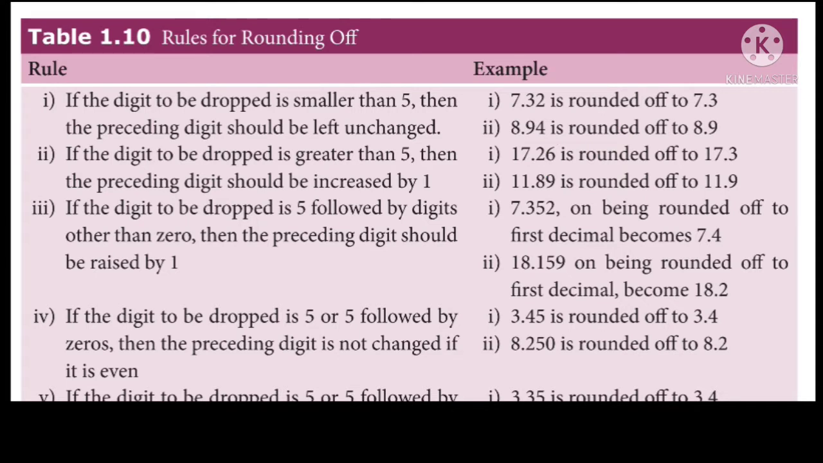Look at the next example, 11.89. In this number, the least significant digit is 9. This 9 is greater than 5. If the number is greater than 5, what do we have to do? The preceding digit should be increased by 1. Hence the result will become 11.9.